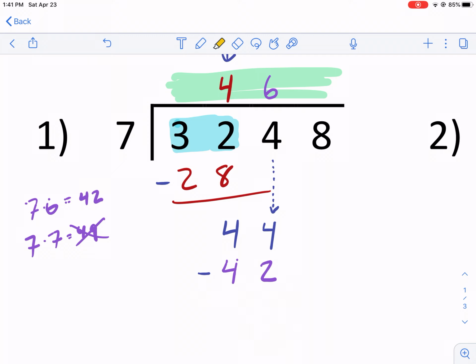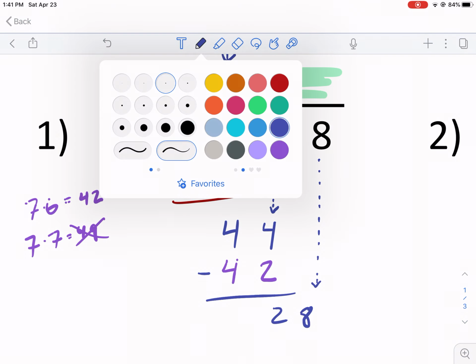So what we're going to do is, oops, I'm undoing here. Didn't mean to do that. We get 2. I know that 7 doesn't go into 2. So what I'm going to do here is drop down my 8. Here's me dropping it down. Drop down my 8. And now I'm trying to ask myself, does 7 go into 28? Okay, that's my latest one.